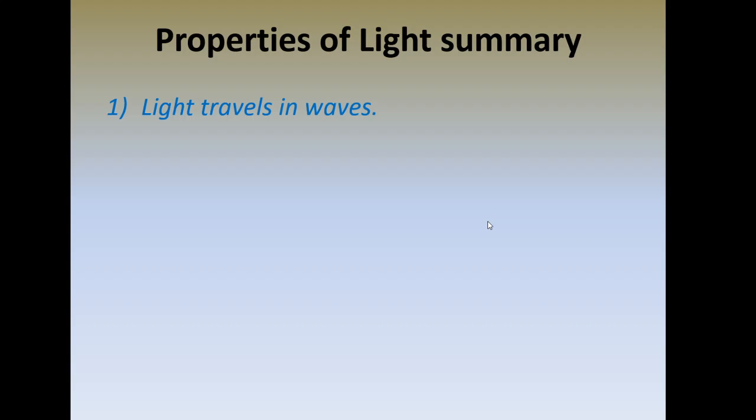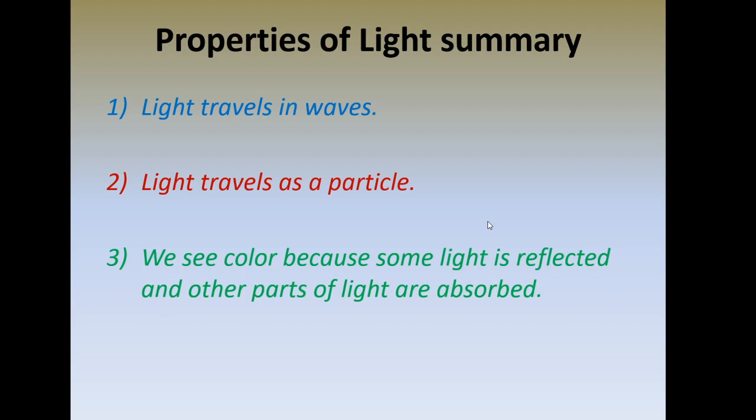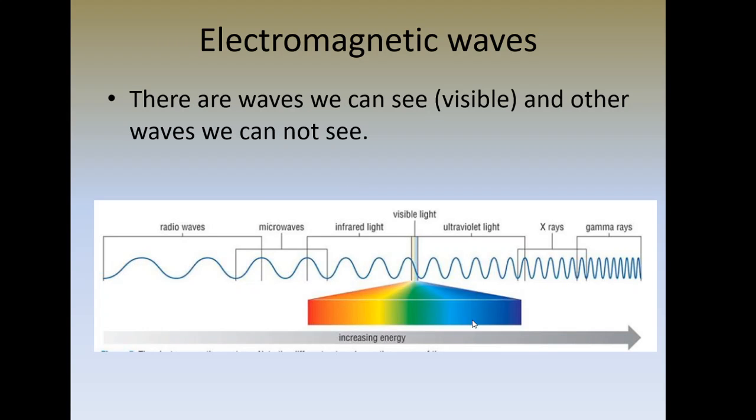There are a couple of properties of light, which I'll just quickly go over. You'll learn more about it in chemistry, but light travels in waves. It also travels as a particle, and we see color because some light is reflected and other parts of light are absorbed. And what is this total light? Well, we call it the electromagnetic waves, or EM spectrum. There are waves we can see, which are the visible light part, and other waves we can't. We can't see radio waves, microwaves, infrared light, UV light, X-rays, or gamma rays, okay?